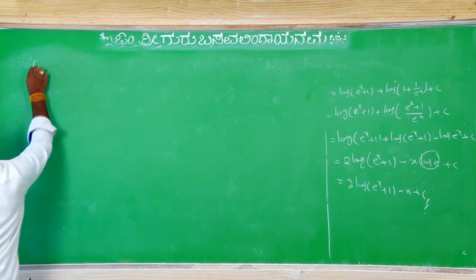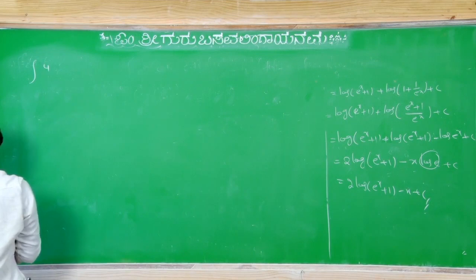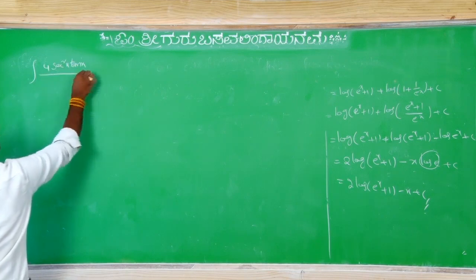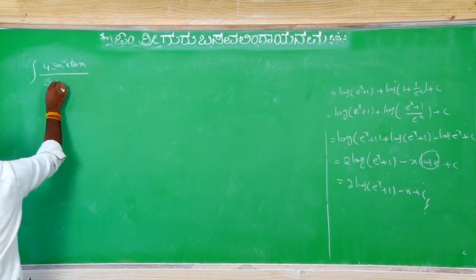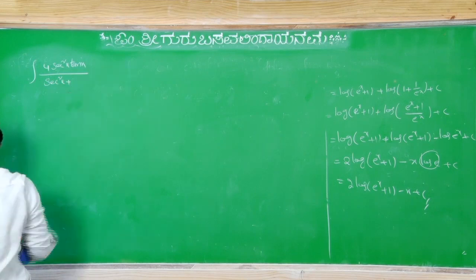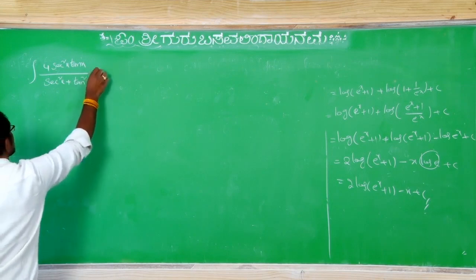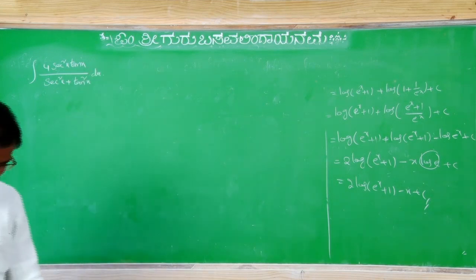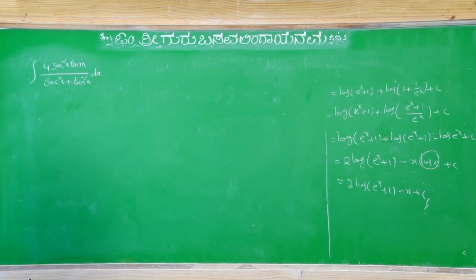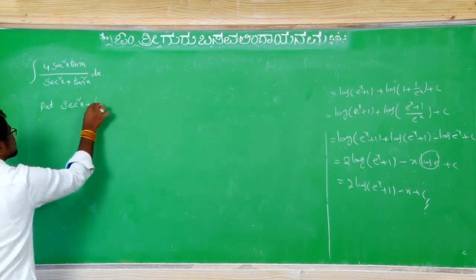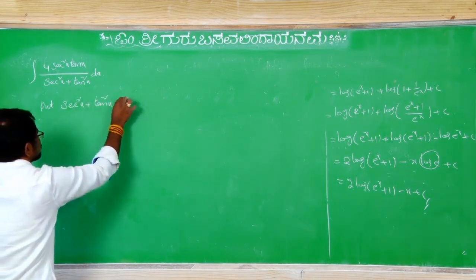Integration of 4 secant square x into tan x divided by secant square x plus tan square x into dx. Integration of 4 secant square x into tan x by secant square x plus tan square x. For this, what we have to do? Put the denominator secant square x plus tan square x equal to t.